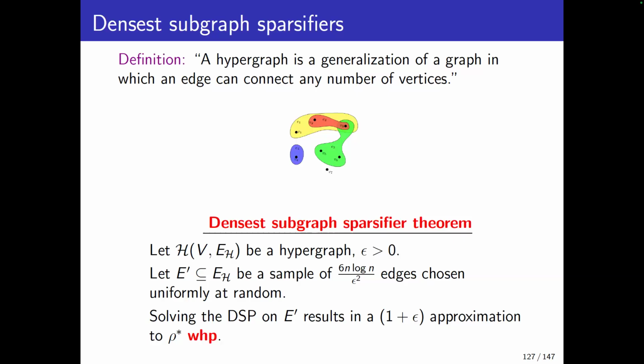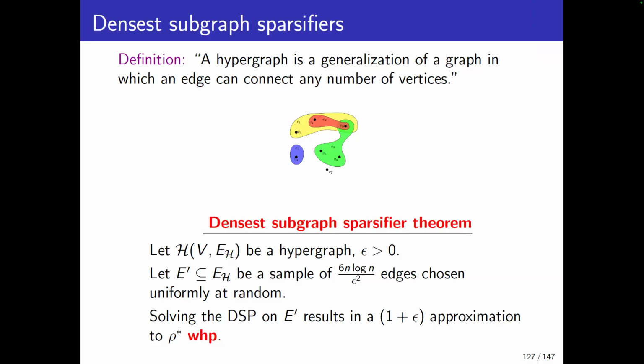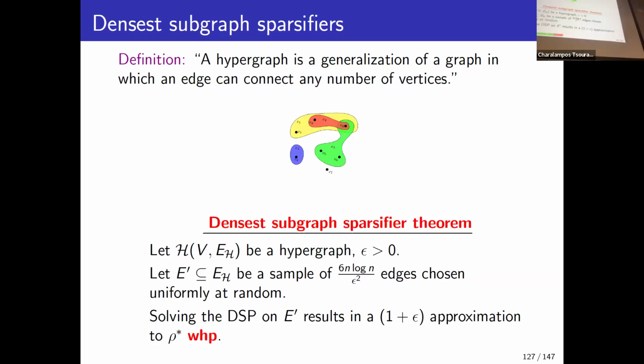And this is a very general theory. If you have a hypergraph and you take 6 n log n over epsilon squared hyperedges uniformly at random, then if you solve the densest subgraph problem on this subset of edges, you get a 1 plus epsilon approximation. Now, notice that the number of hyperedges can be n to the power of k. You can have n to the power of k k-cliques.